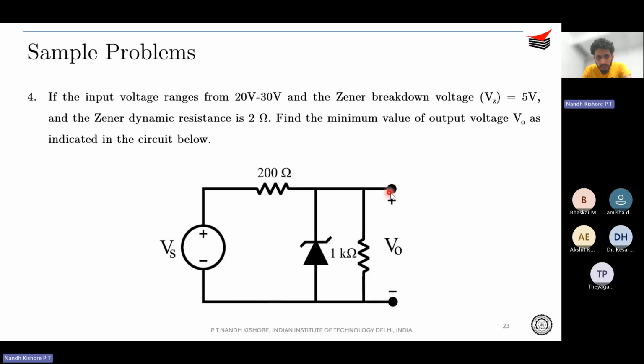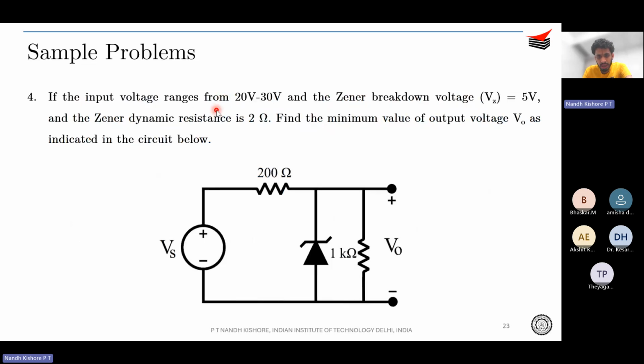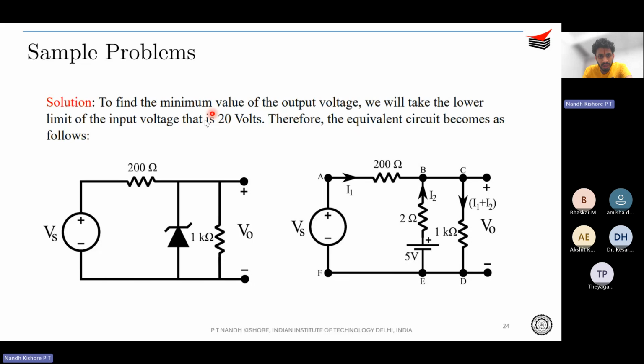To find the minimum voltage, you need to consider the minimum input voltage as well, which is very intuitive. To find the minimum value of the output voltage, we will take the lower limit of the input voltage, which is 20 volts, since 20 to 30 is a variation. Therefore, the equivalent circuit becomes something like this: 20 volts over here, 200 ohms, and you replace the Zener diode with its non-ideal circuit, that is the Zener voltage 5 volts and its RZ, that is 2 ohms.